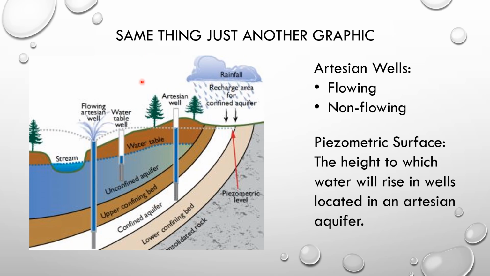Here we have the same thing, just a different graphic to help get the point across. You have artesian wells, which are flowing and non-flowing, and then you've got the piezometric surface, the height to which water will rise in wells located in an artesian aquifer. So, the height.